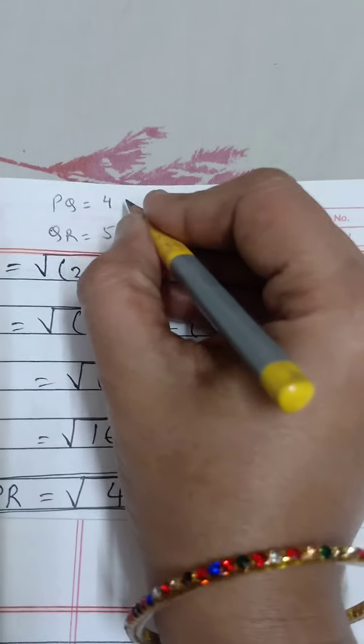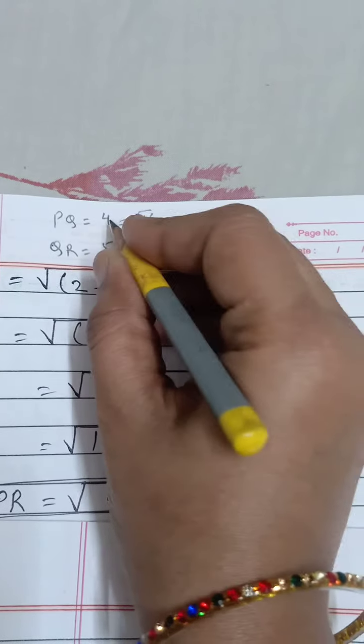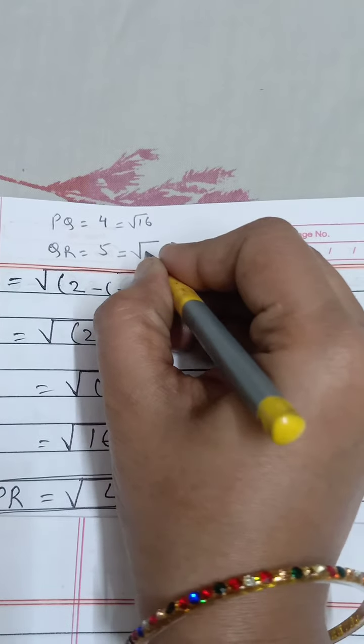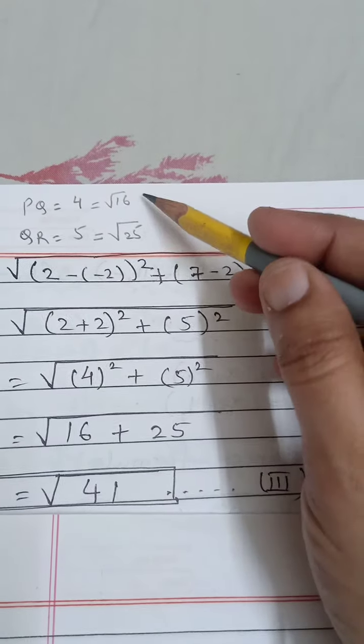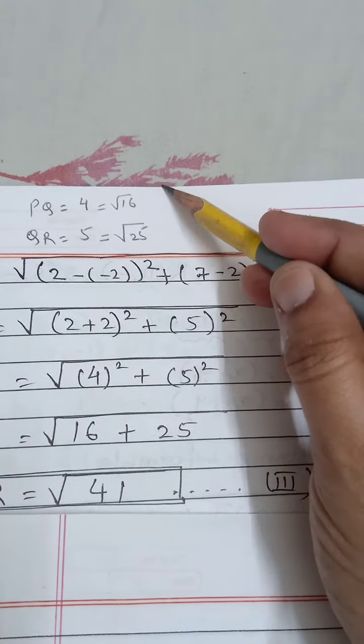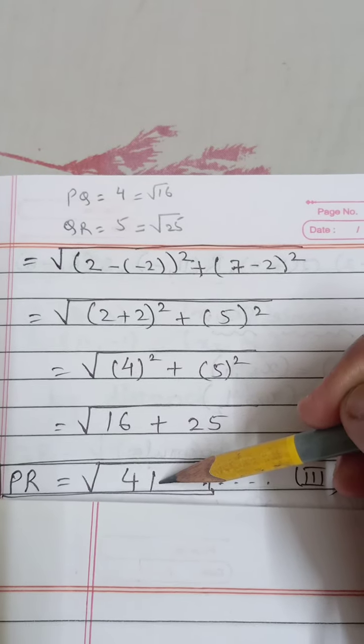So what we can do? 4 we know that it is root of 16. Before this 4 we have got this root of 16. And 5 we have got here root of 25. Now all the three values I have taken under the root. Now we can decide which number is greater. So obviously root of 41 is greater.